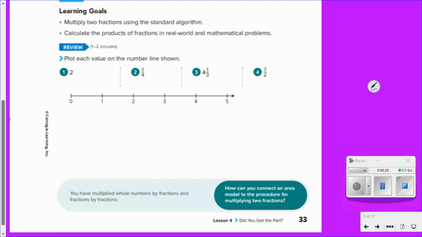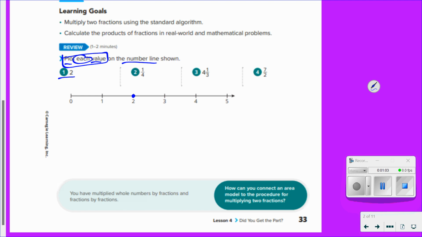Our first thing we're going to do, we're going to plot each value on the number line shown. Just to make sure everybody is on the same page, here is how we plot numbers in math. If I'm given a number line, I'm told to plot the number, I'm going to locate where that number is on the number line. So I'll do number 1 for you. The first one is the number 2. So I go on my number line till I find the number 2. At the number 2, directly on the number line, I put a solid dot. All of those steps are important. Find the number, a solid dot on the number line.